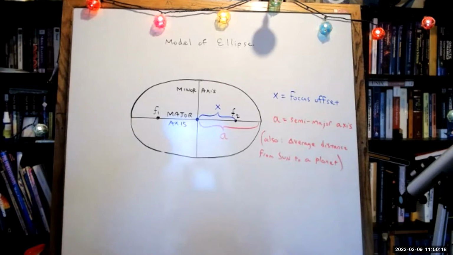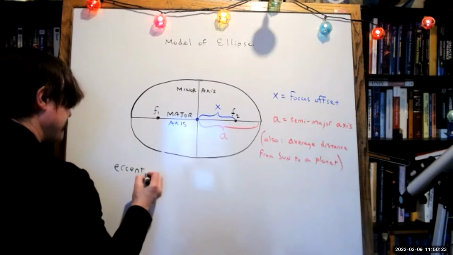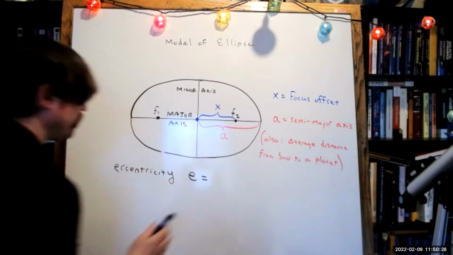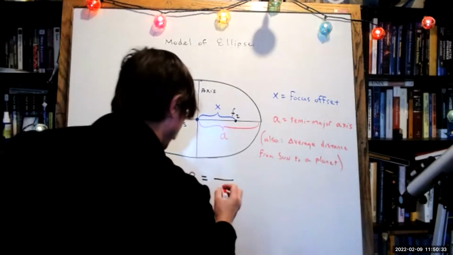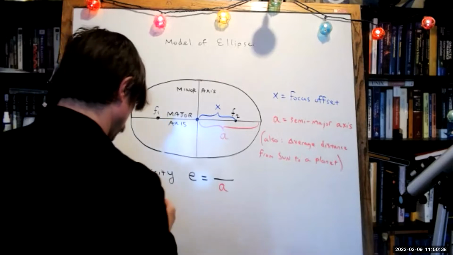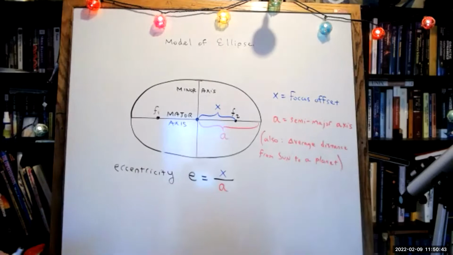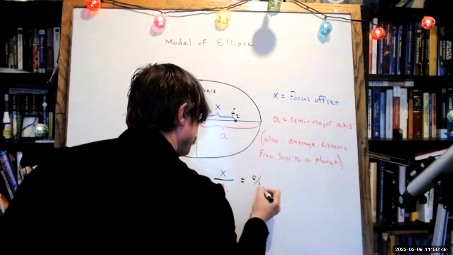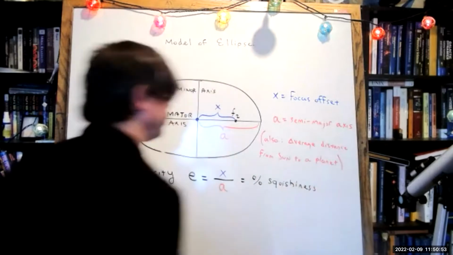The most important property of the ellipse is called the eccentricity, which gets the symbol E, lowercase e. And you can calculate it by doing x divided by a. And the eccentricity basically means percent squishiness of the ellipse.